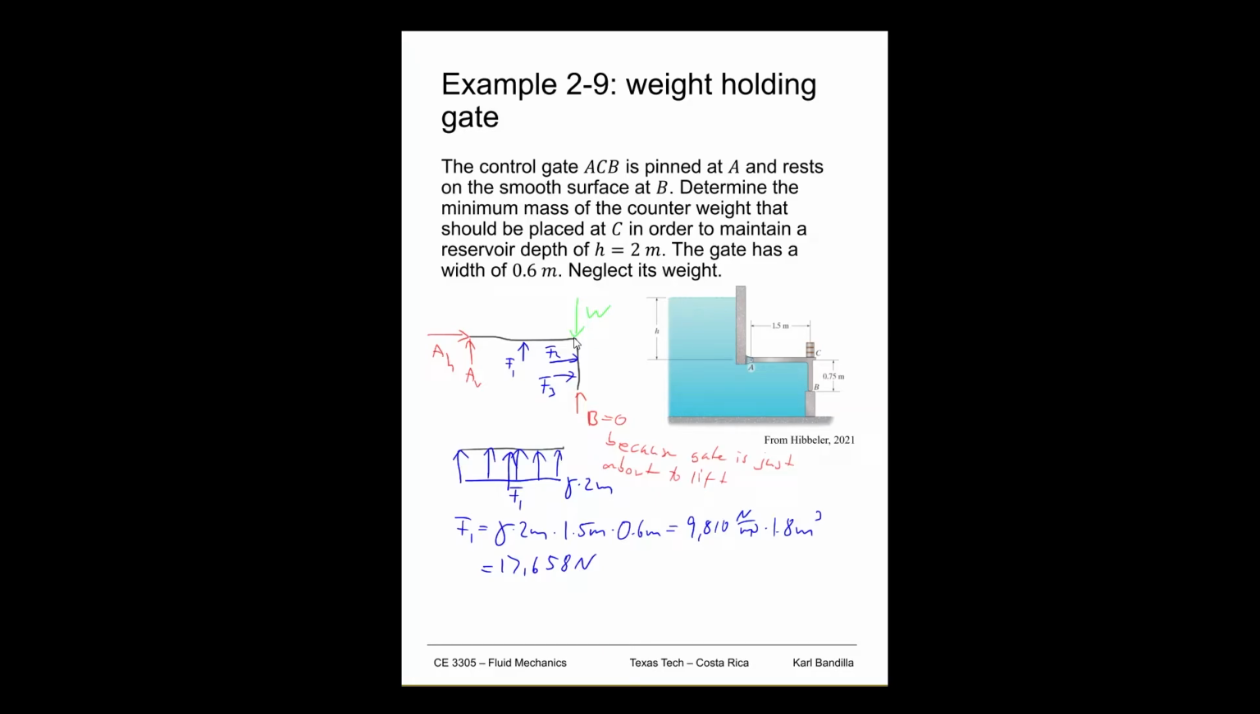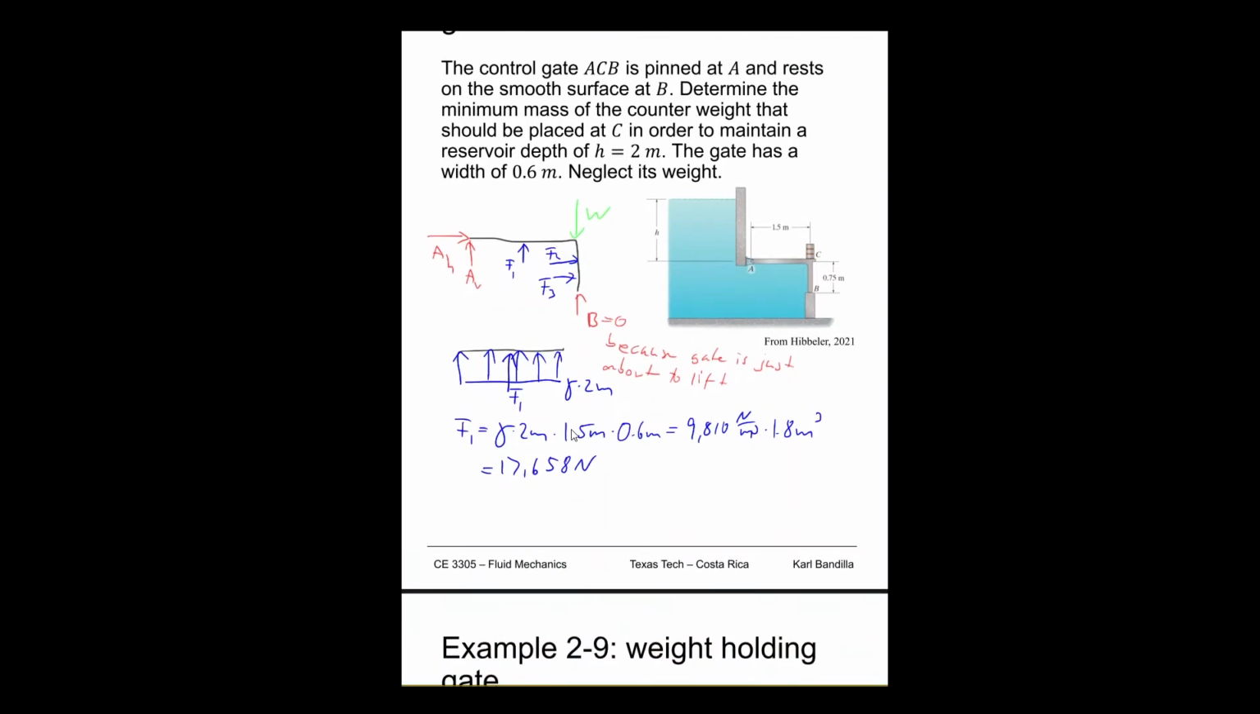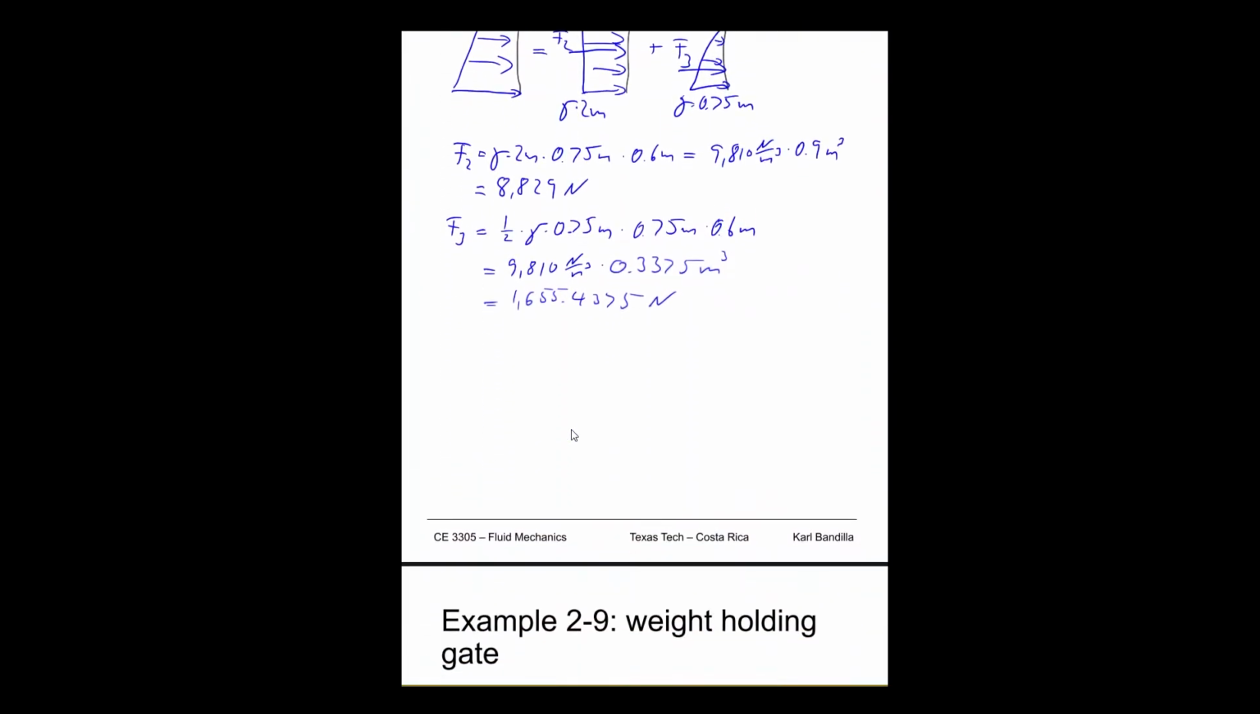So what that means is maybe we'll just do a moment around point A, because then the only unknown is going to be W, and we can go from there, right? There's nothing other than W that's unknown, because we know B is equal to 0. And we already figured out what all these different F's are. So let's do that. Let's go back to blue.